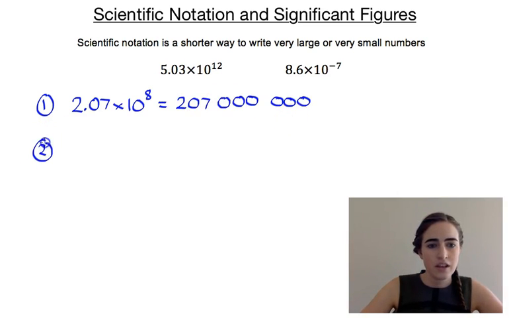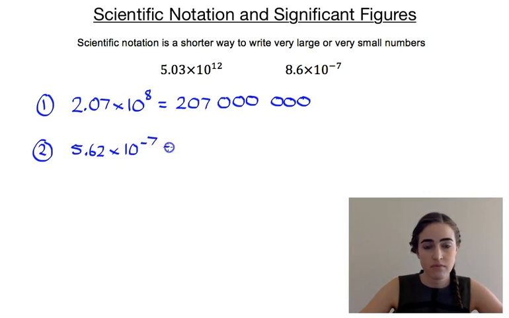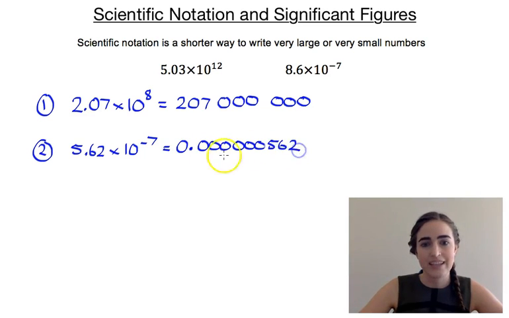So let's try another one. If we had 5.62 times 10 to the power of minus 7. So in this one, that negative means that we're dividing by 10 each time instead. So if we divided by 10 once, we'd move that decimal place in front of the 5. But we're going to do that 7 times. So moving it once would be there, and then we're going to have to move it another 6 times. So we're going to have 0 point, and then we're going to have 6 zeros. So 1, 2, 3, 4, 5, 6, and then 5, 6, 2. Oh no, I missed my 5. So 5.62 times 10 to the minus 7 is the same as that decimal there.